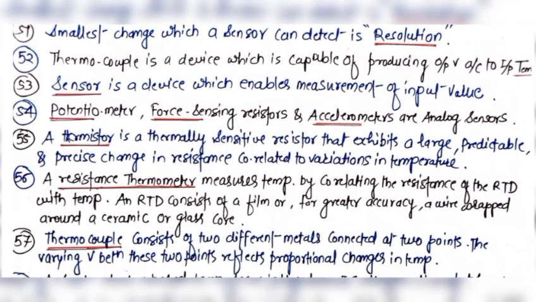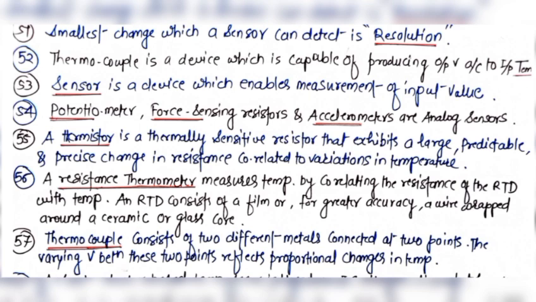The smallest change which a sensor can detect is resolution. Thermocouple is a device which is capable of producing output voltage proportional to input temperature. A sensor is a device which enables measurement of an input value. Potentiometers for sensing resistors and accelerometers are analog sensors. The thermistor is a thermally sensitive resistor that exhibits a large, predictable, and precise change in resistance correlated to variation in temperature.